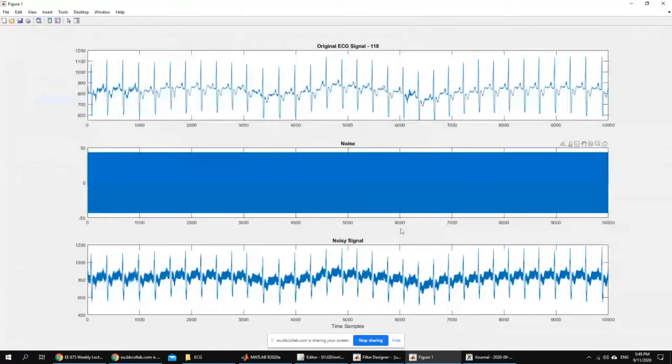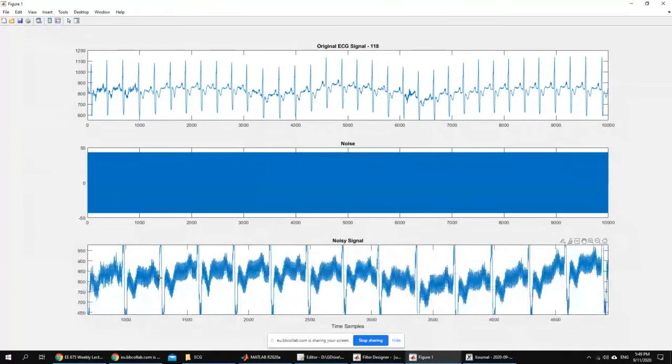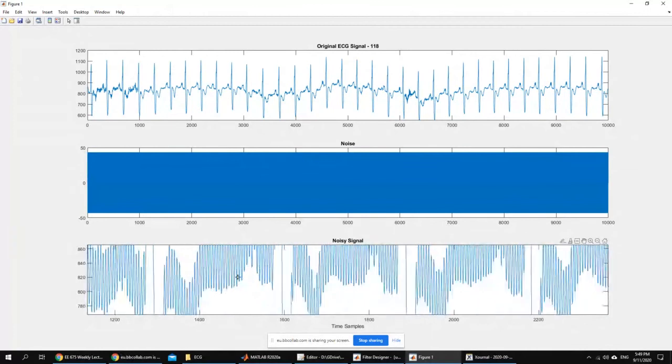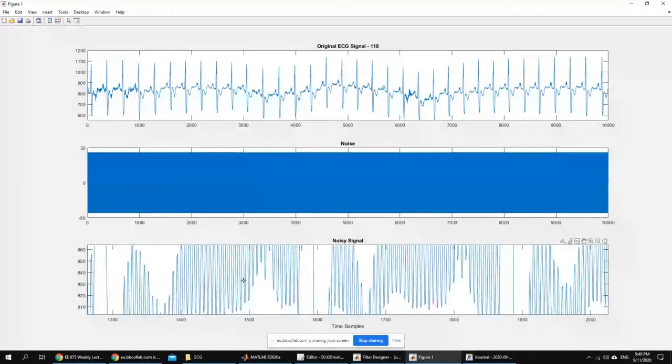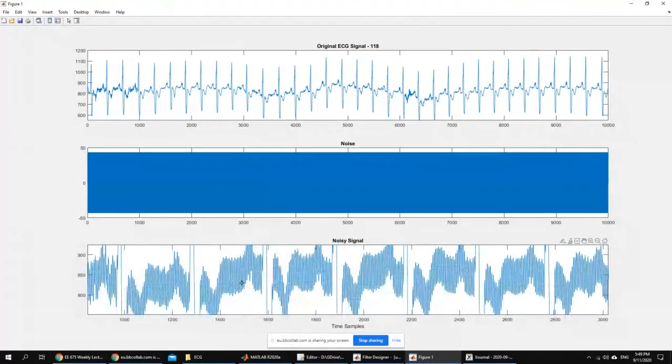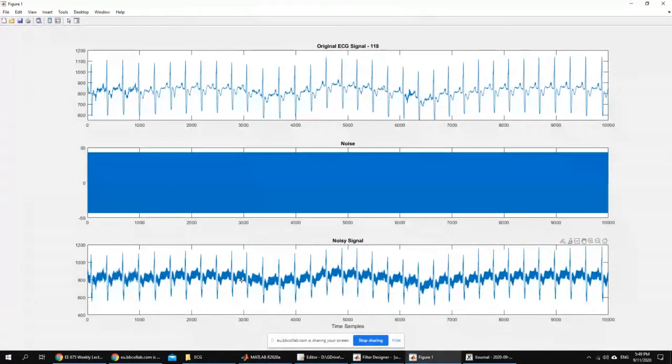Actually, it's very clear now. See, whenever you have a thick line that looks like this, basically this means that you have very high frequency here. Let me magnify it for you to see it. See now? That thick line is basically the high frequency signal that we added to our ECG. So it's very clear here, very prominent. We would like to remove that noise.